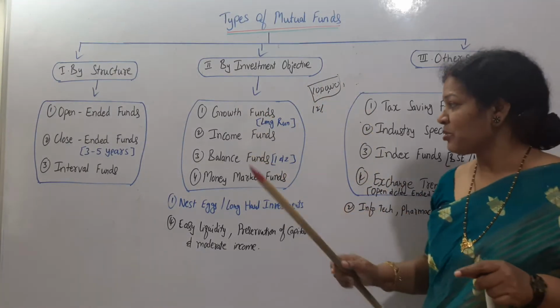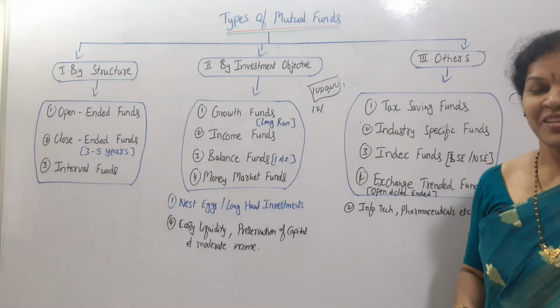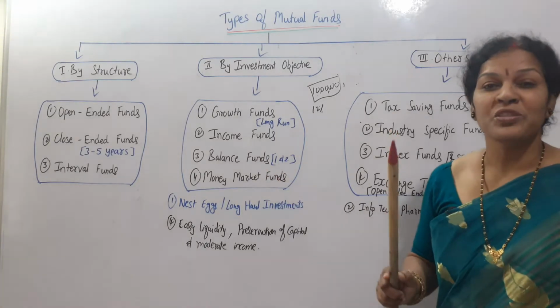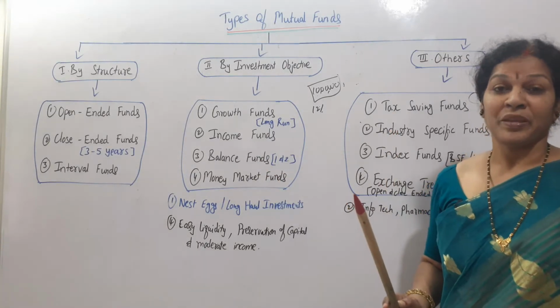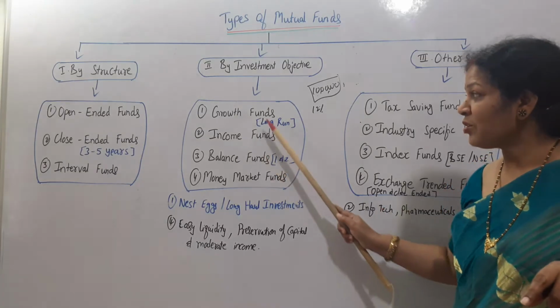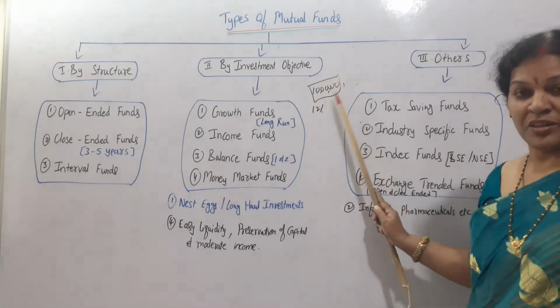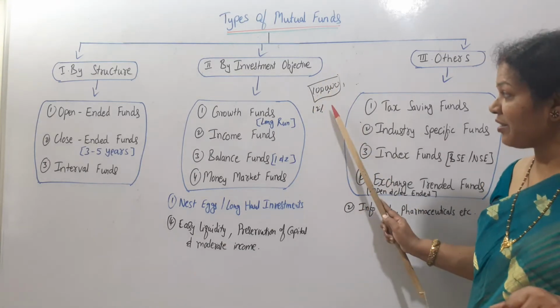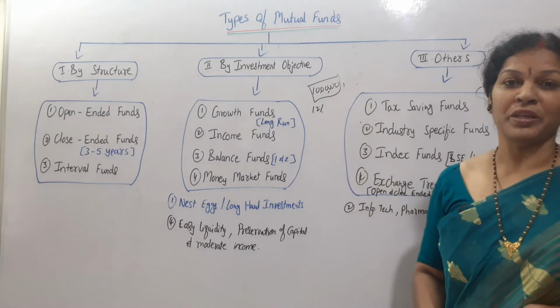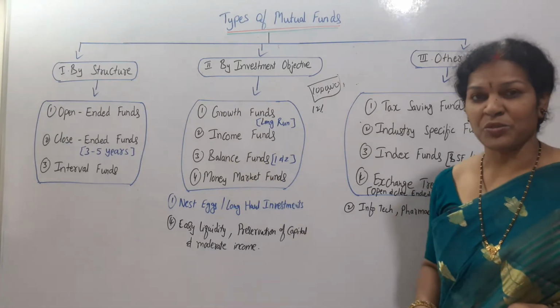Now the third one, it comes to balance funds. Balance funds is the most popular one. Balance funds are a combination of growth and income. This investment will have growth, and at the same time you will be getting income also. So that is called balance funds.